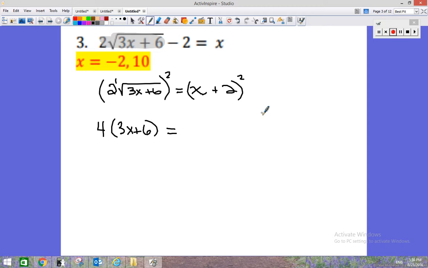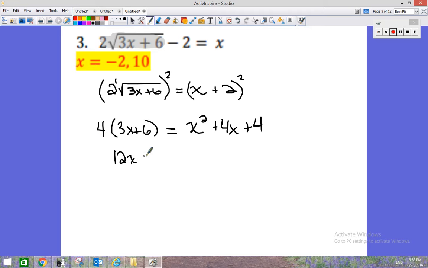Over here, exponents don't distribute. You'll have to FOIL it out. You have x plus 2 times the quantity x plus 2, which is x squared plus 4x plus 4. Hey, this is a quadratic equation. Let's get it in standard form and see if we can factor it. If not, quadratic formula, or we could solve it by completing the square if we wanted to practice doing that.